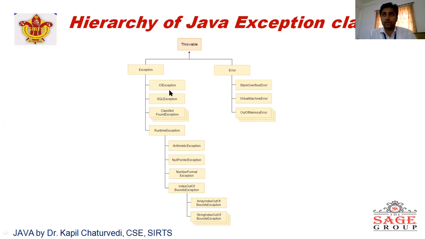IOException will occur whenever we implement input-output operations, in the case of IO stream implementation. SQLException may occur whenever we implement JDBC programs in Java. ClassNotFoundException may occur when we invoke an object, but the related class is not available. In the variety of runtime exceptions, there are ArithmeticException, NullPointerException, NumberFormatException, and IndexOutOfBoundsException.